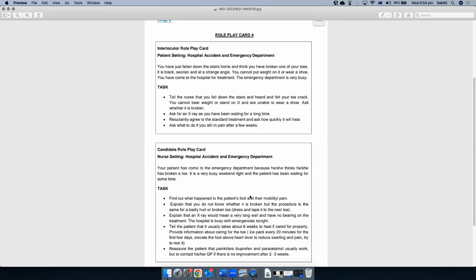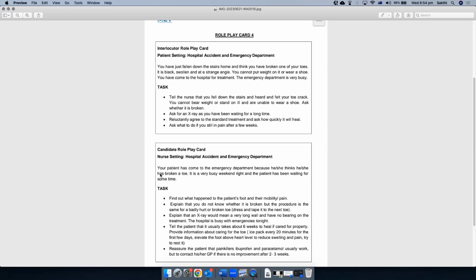The patient has come to the emergency department because he or she thinks he or she has broken a toe. One of the main reasons why many students fail is that in the actual role play conversations, they never think from the patient's perspective. All right. So what we think is only from the nurse's point of view or from the doctor's point of view or from a physiotherapist's point of view. In short, the healthcare professionals should think from the patient's perspective as well.